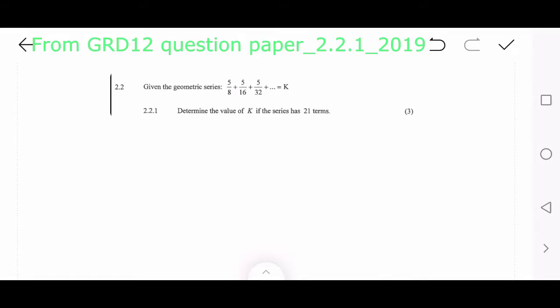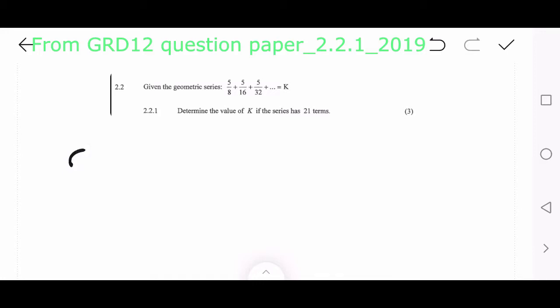For our first problem, we're given a geometric series and that it is equal to k. We have to determine the value of k if the series has 25 terms. So here we have to first determine the constant ratio.